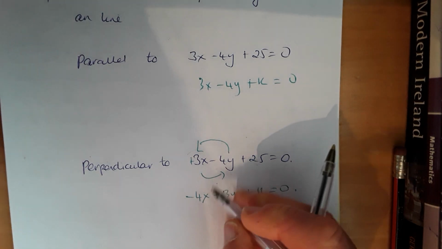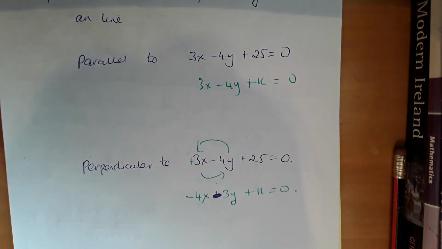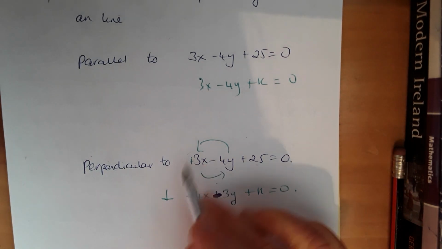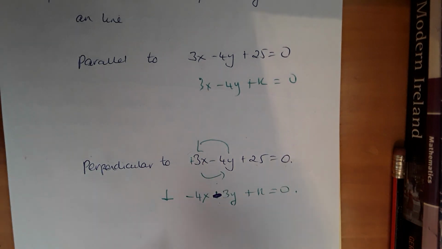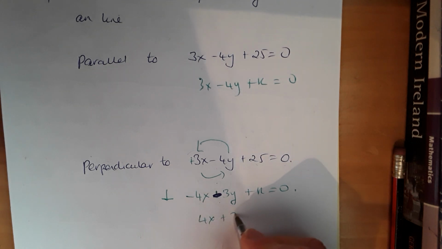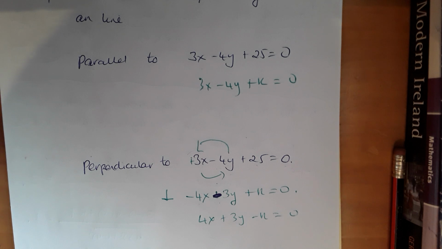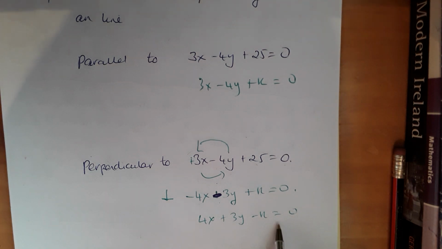Then as my last step, change the sign in there. Okay, so this is a line perpendicular. Interchange, change the sign. So 4x + 3y - k = 0, if you wanted to divide them all by a minus all the way across, or multiply them by a minus. You have to have an equal 0 to be able to do that.